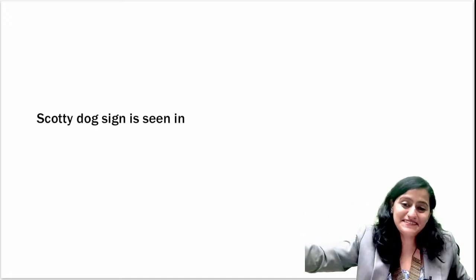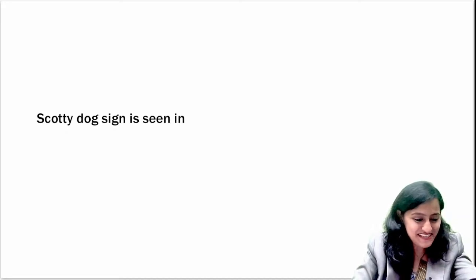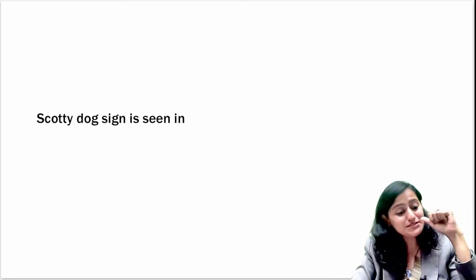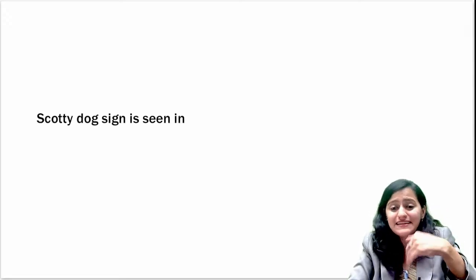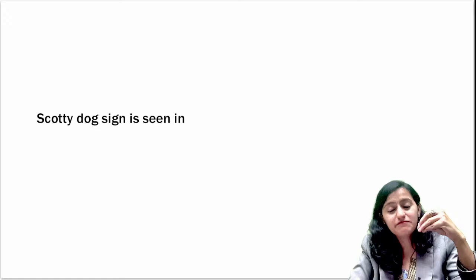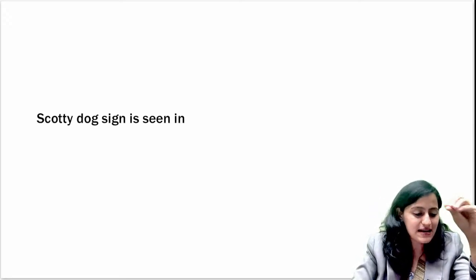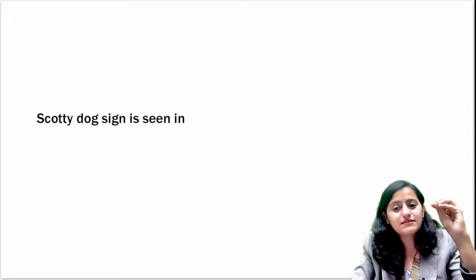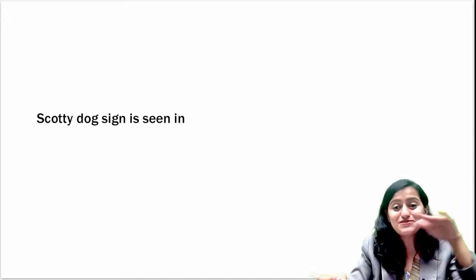Seen in listhesis. Right. So finally, I've got the answer. Correct. Remember, Scotty dog is seen in a normal spine. Each one of us, if we have a lumbar spine oblique view X-ray, will have this Scotty dog sign present in us, right? Remember, that dog is inside all of us.